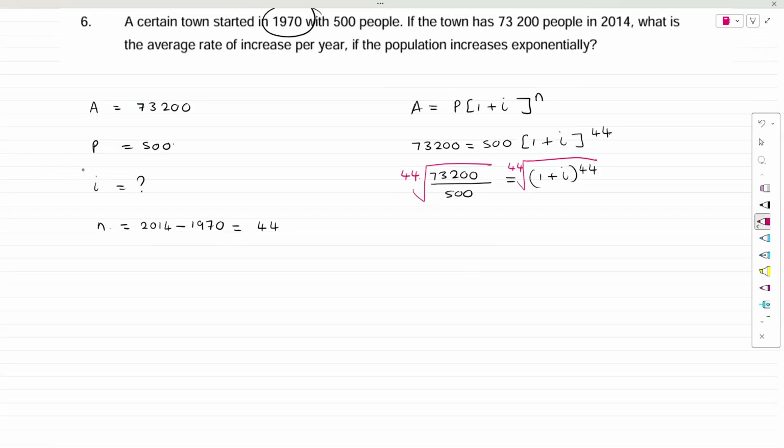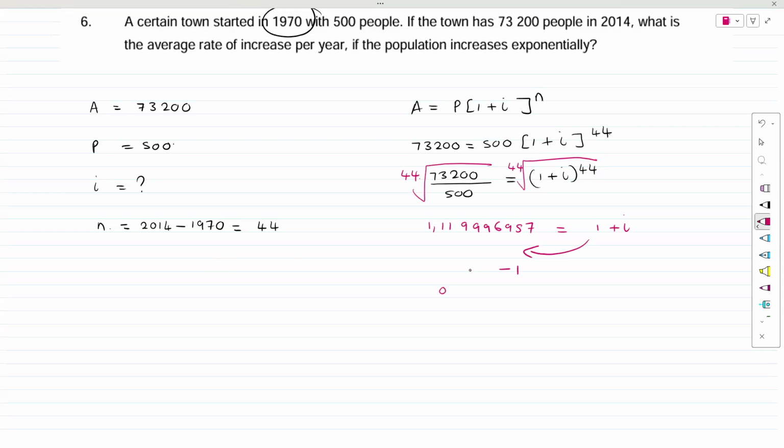Most likely the 44th root of 73,200 divided by 500. Yeah, okay, quick, very easy number, 1.119996957. Try not to round off anything until the final answer. That's 1 plus i. Let's minus 1.